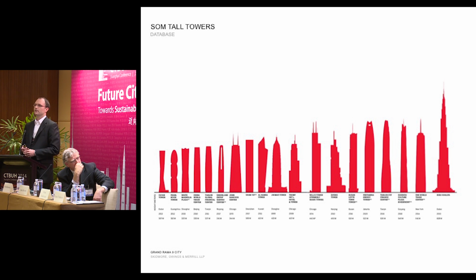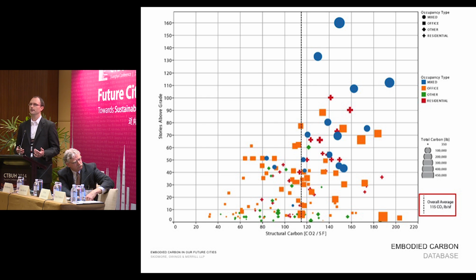We have a database, unique in SOM, of hundreds of tall buildings that we can pull upon. We know their use, we know their geographic location, we know the material dispositions. We know quite a bit about them. This is a really interesting resource that we've tapped into. And we asked ourselves, what would it mean if we understood what the carbon of these buildings were? What could the data tell us about that? So we started investigating it.